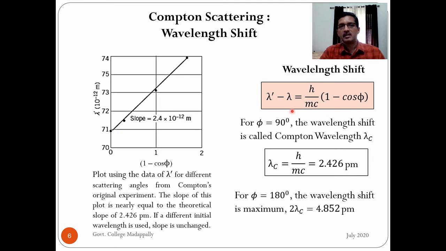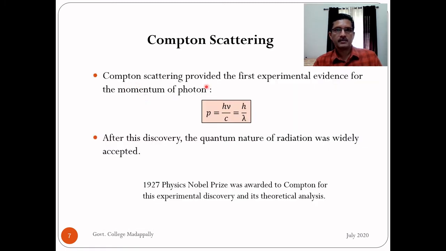It was remarkable in the sense that he experimentally measured this, discovered this phenomenon, and also he provided theoretical explanation. So it was an experimental work as well as a theoretical work. Compton scattering, as we have seen, provided the first experimental evidence for the momentum of photon. Even though Einstein had earlier proposed in 1909 that photon has momentum, the first experimental evidence for photon's momentum came in 1923 in the form of Compton scattering. And what is the expression for the momentum of the photon? H nu by c, or in terms of lambda, h by lambda.